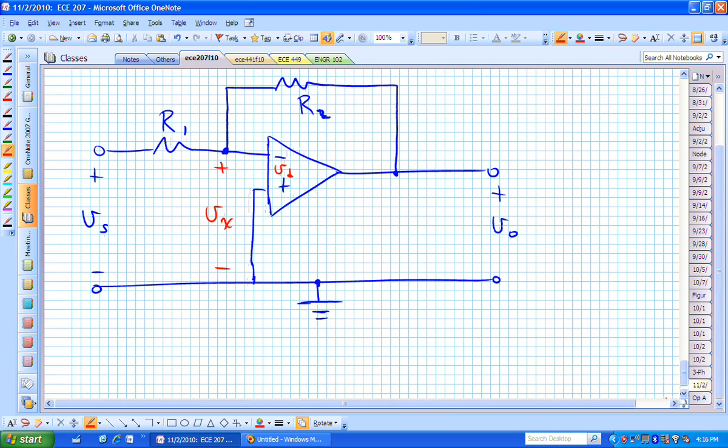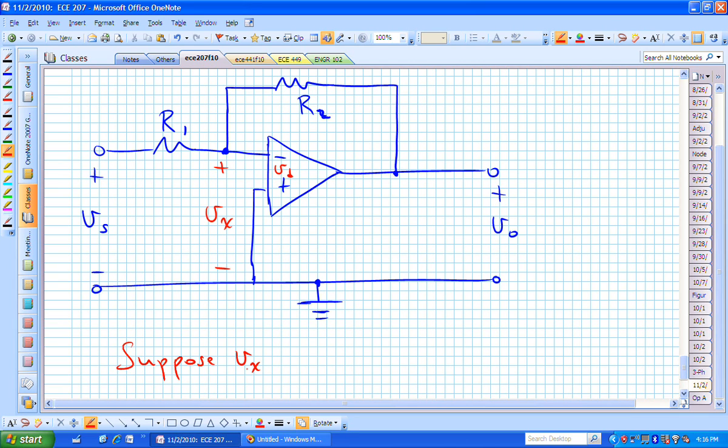This is actually a negative feedback configuration. Let's try to explain that or understand that. To do that, let's suppose... Is V sub D negative? V sub D is simply the difference between the voltage at the non-inverting minus the voltage at the inverting terminal.